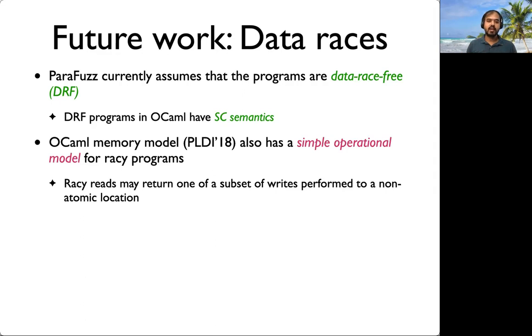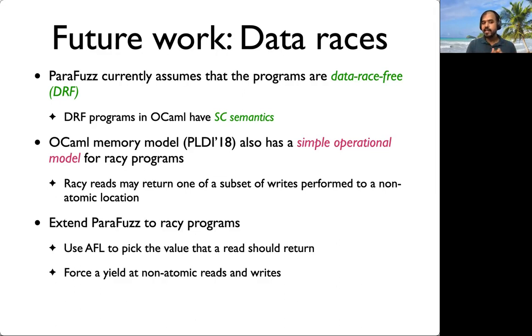But what happens to programs that have data races? Our PLDI 2018 paper shows that for OCaml, we have a very simple operational model that describes the behavior of racy programs compared to, say, the complex operational models that you have in C++ or Java. In particular, in Multicore OCaml, a racy read may return one of a subset of writes that have been performed to a particular atomic location, right? So using this simple model, we can actually extend Parafuzz to test the racy programs as well.